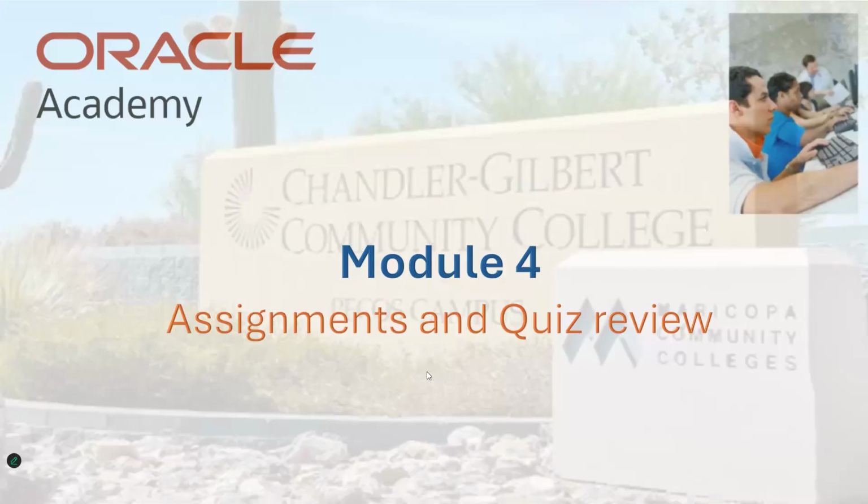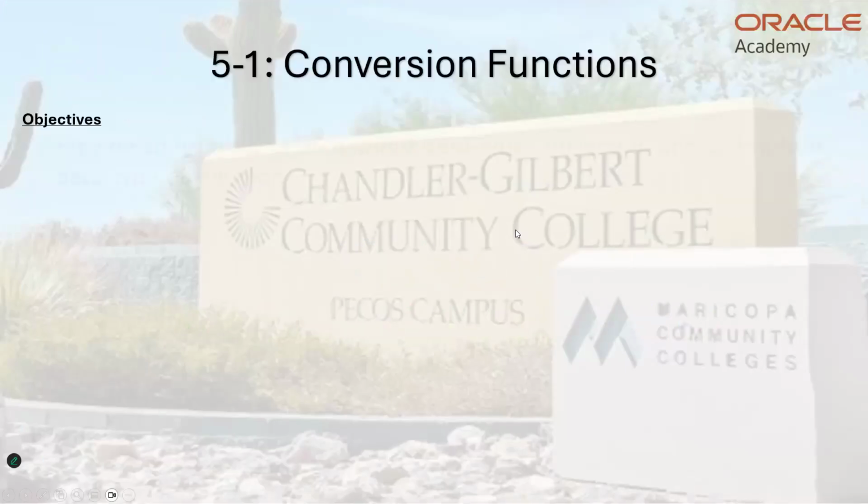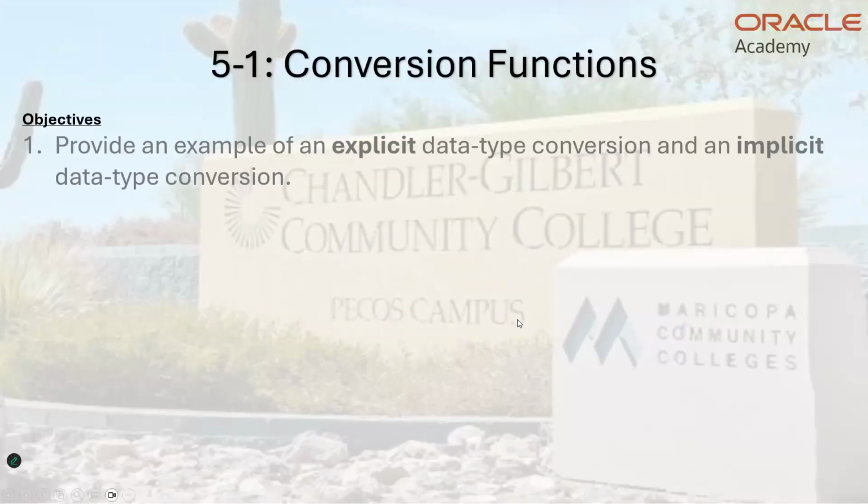Okay, so on to, you guessed it, Module 5. And we're going to do another round of single row functions. This is single row functions part 2. I know you're all excited about that, but there's other things that you can change using single row functions. So our objectives: provide an example of an explicit data type conversion and an implicit data type conversion.